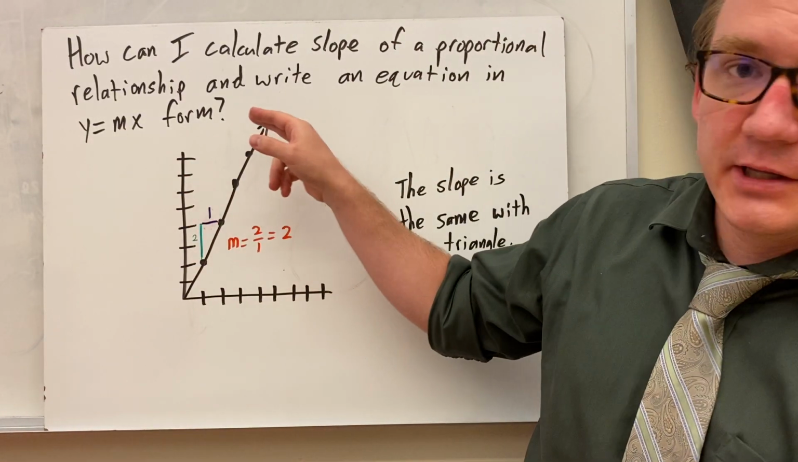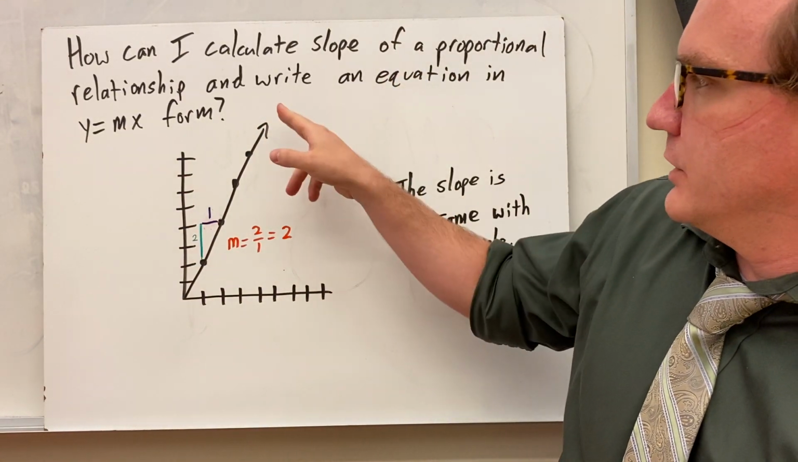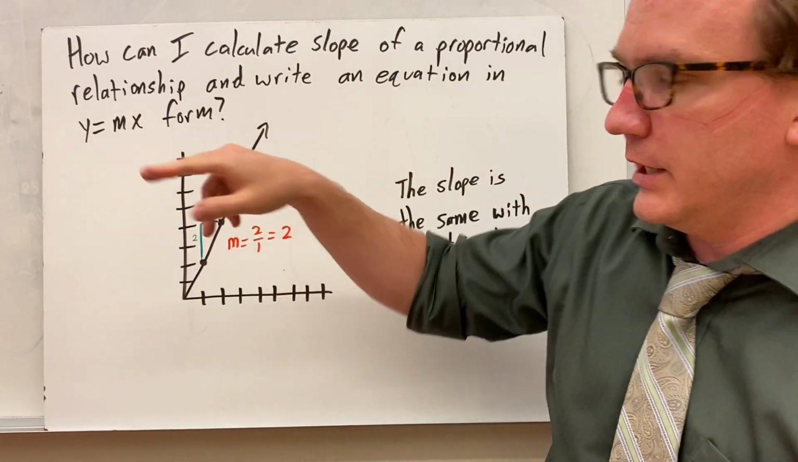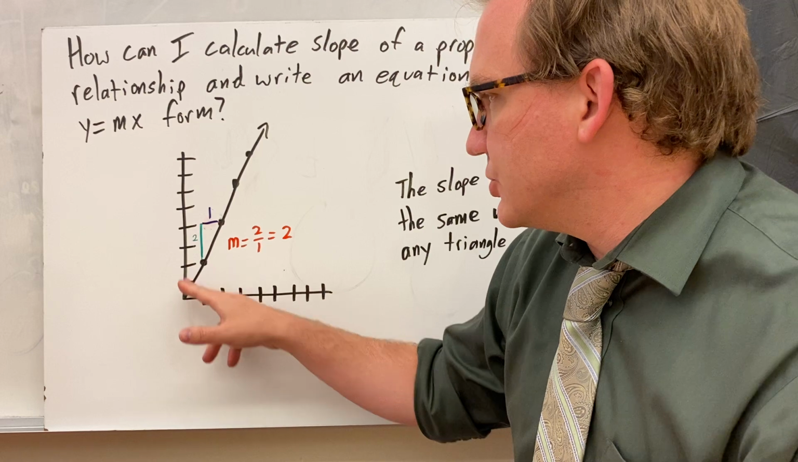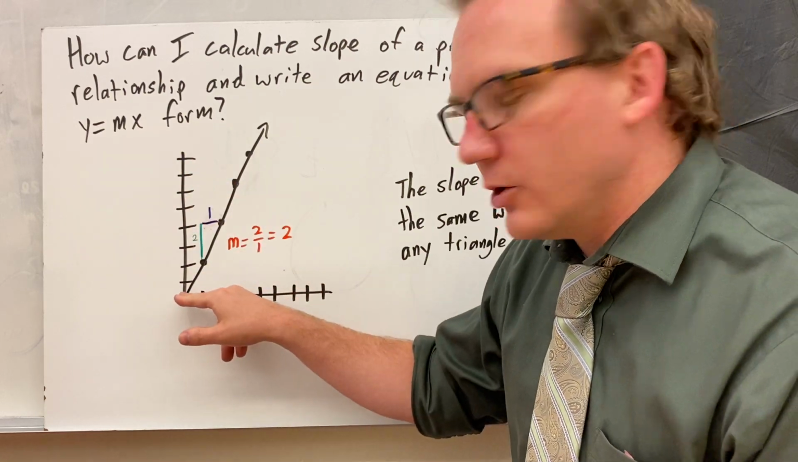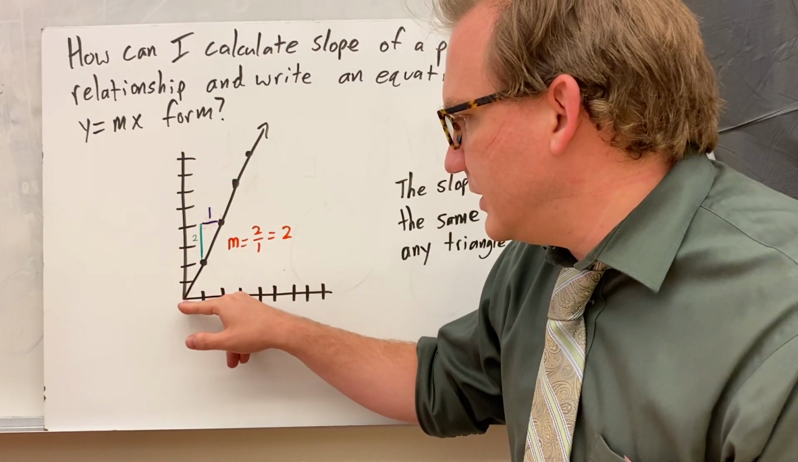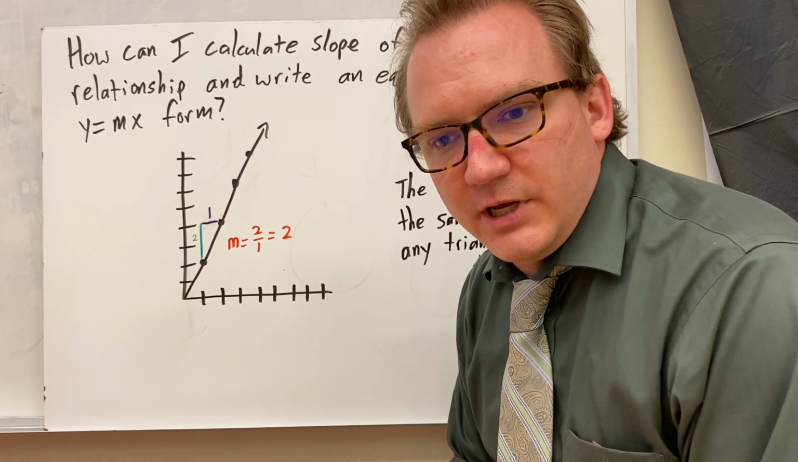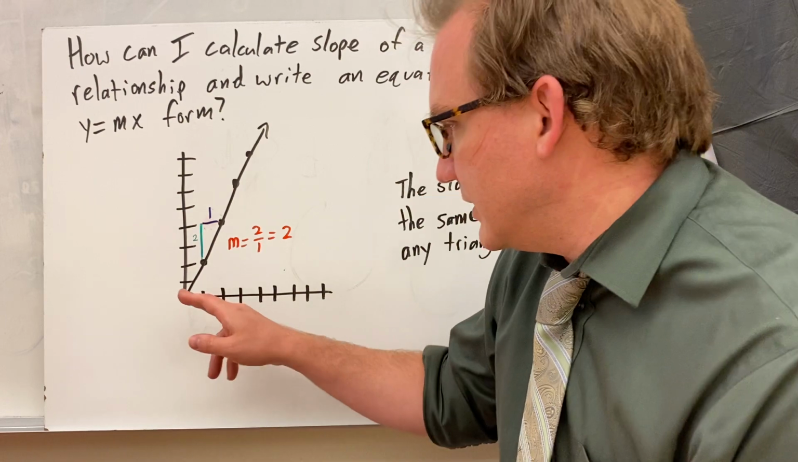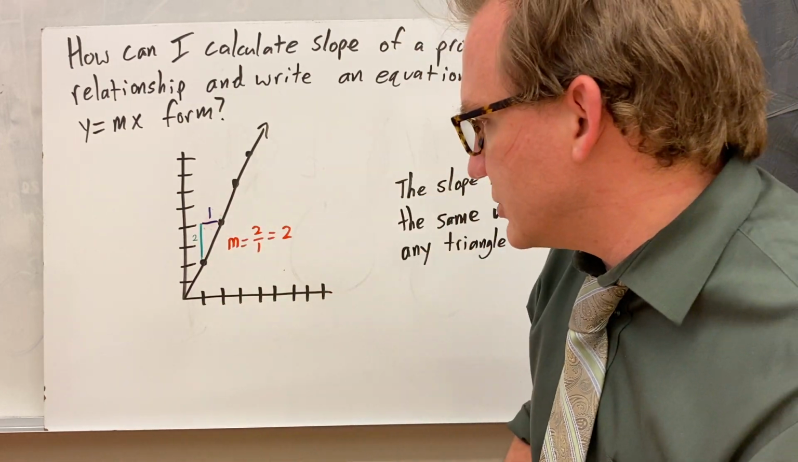How can I calculate the slope of a proportional relationship and write an equation in y equals mx form? First, let's talk about a proportional relationship as a graph. It's always going to start at the origin, and it can be represented as a line that increases at a constant rate.